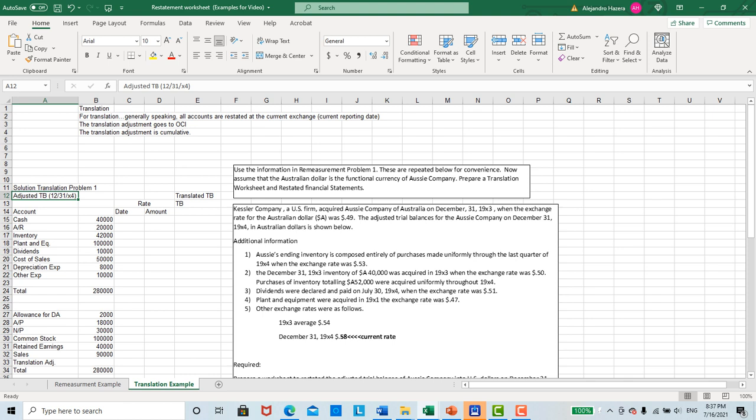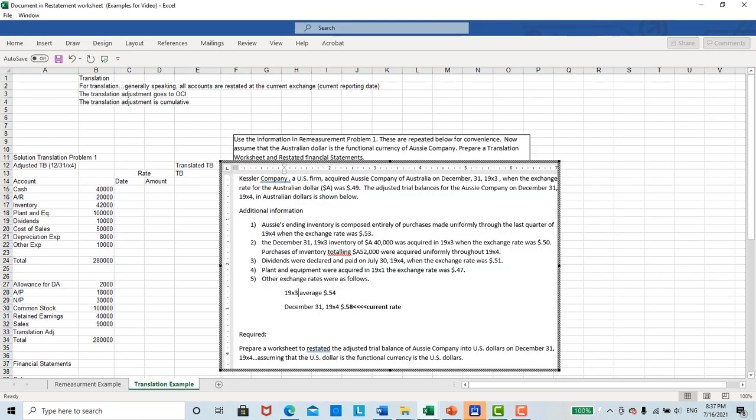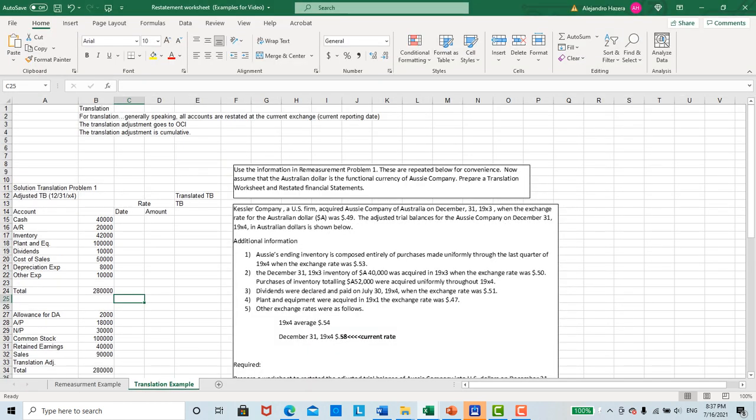Plant and equipment were acquired in 19X1. The exchange rate was 47 cents, and our exchange rates were as follows. I'm going to put here the average rate. This is sort of a new example I'm doing, so you'll have to bear with me. Average rate for X4 was 54 cents.